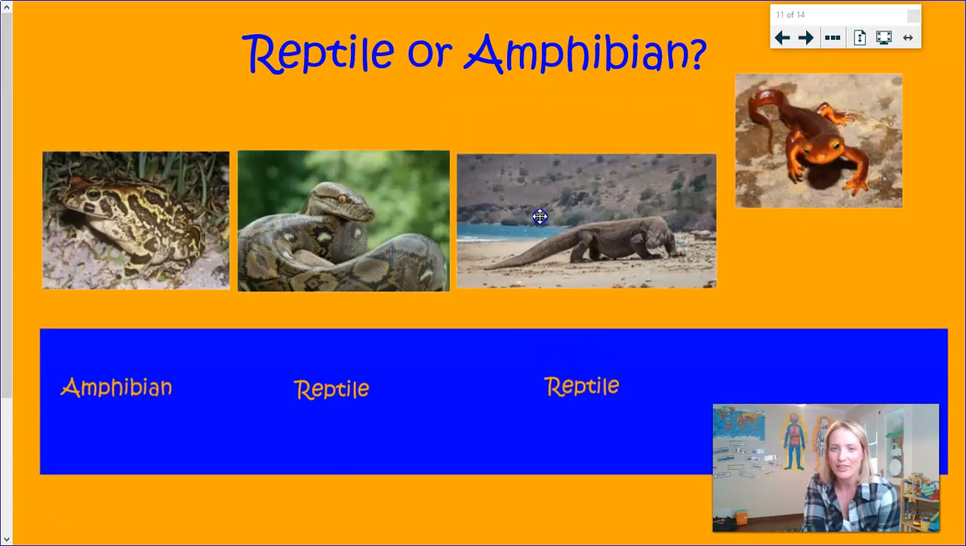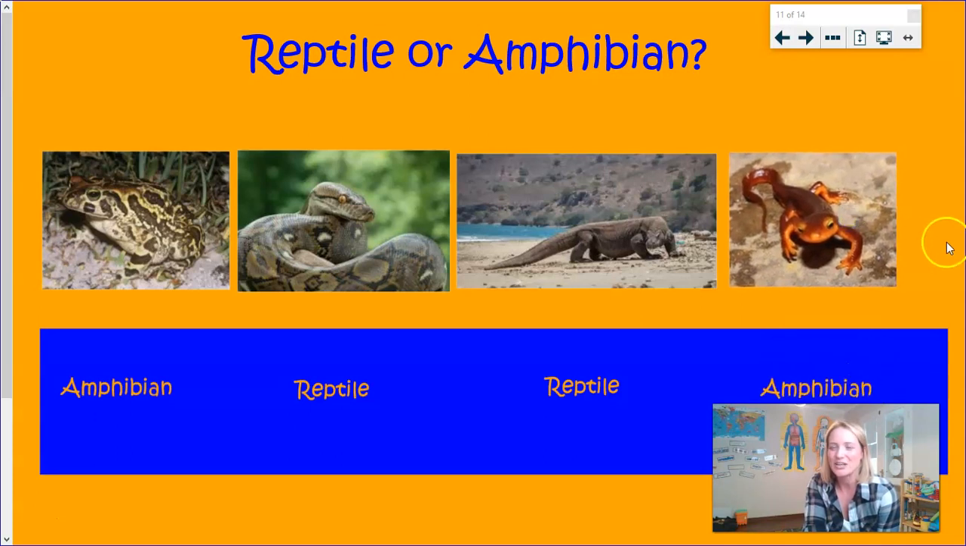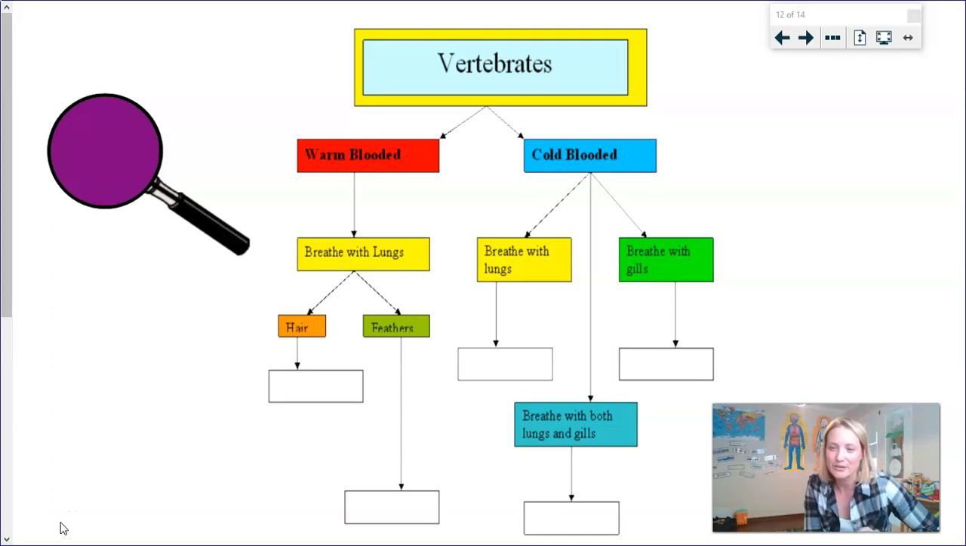So those are reptiles. And lastly, this little guy here, I hope you can see him underneath my picture. He is a newt, and newts are amphibians. So now we've looked at what makes each animal class unique. How we can classify them is by using a diagram such as this.